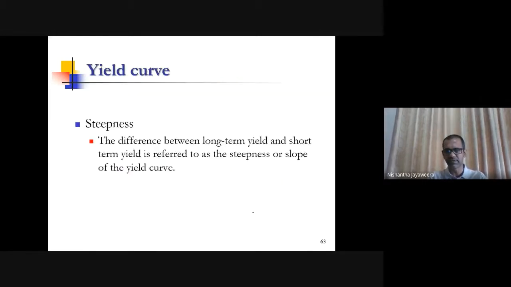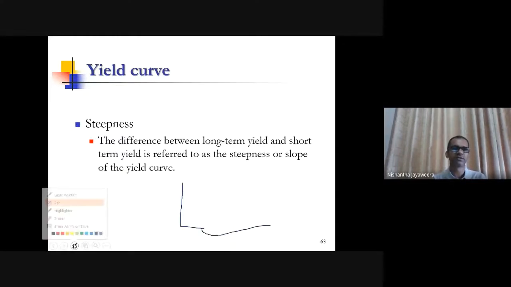Then we talk about the steepness. That means the slope of the yield curve, the difference between the short-term yield and the long-term yield. If it is too high, then we call it a steep yield curve.